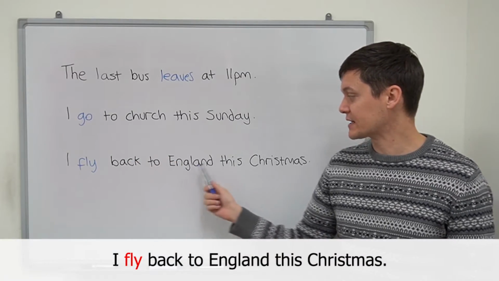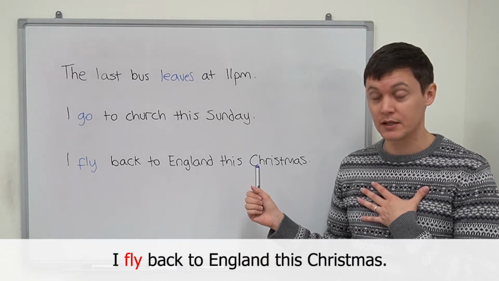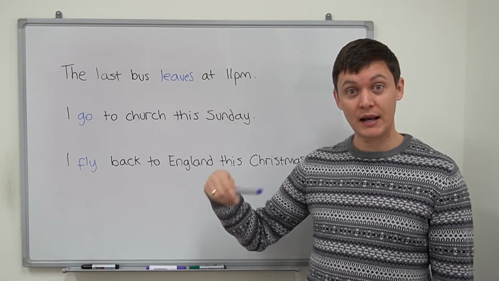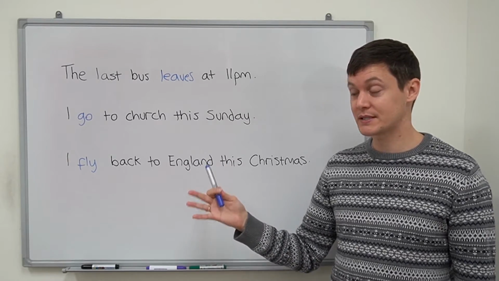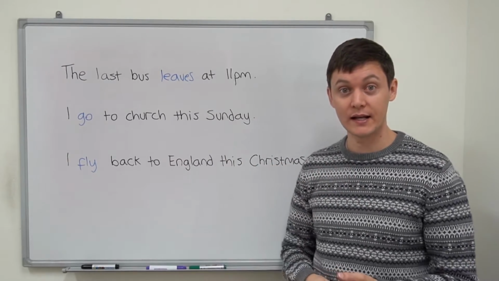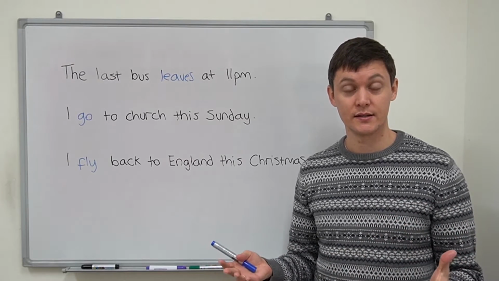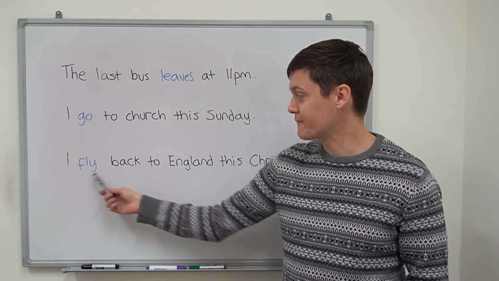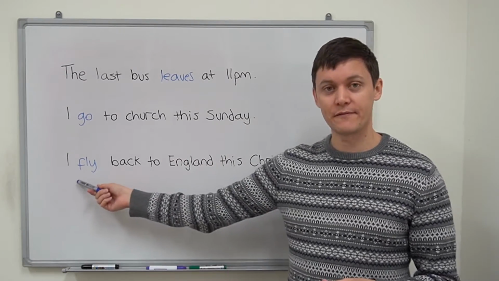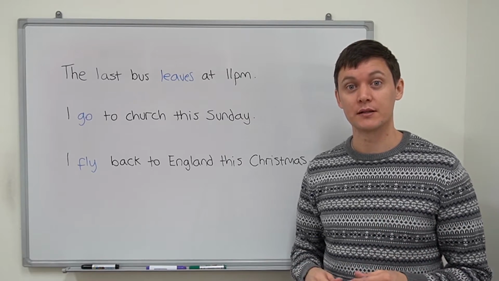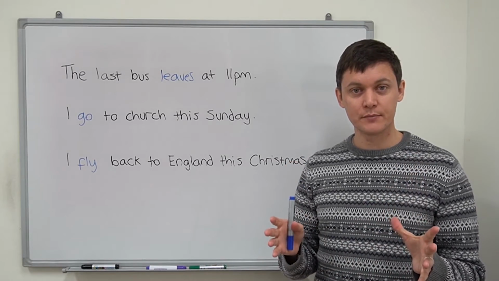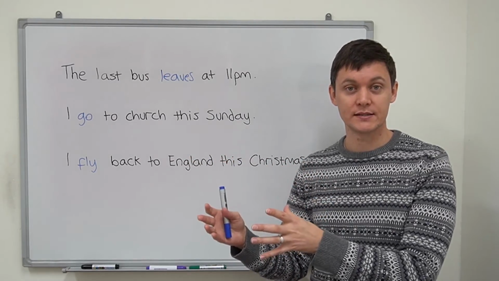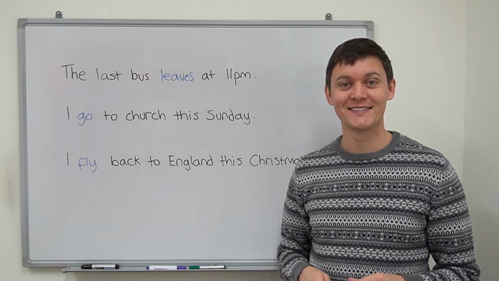Number 3, I fly back to England this Christmas. This is my example. Now this one means that my flight is booked, the planes have a timetable, and perhaps for me, perhaps I go back to England for Christmas every year. Now, unfortunately, that's not true for me, but this is my example. I fly back to England this Christmas. Normally, flights are on a timetable. So, we can use present simple for future scheduled or timetabled events. And that's your last use today.